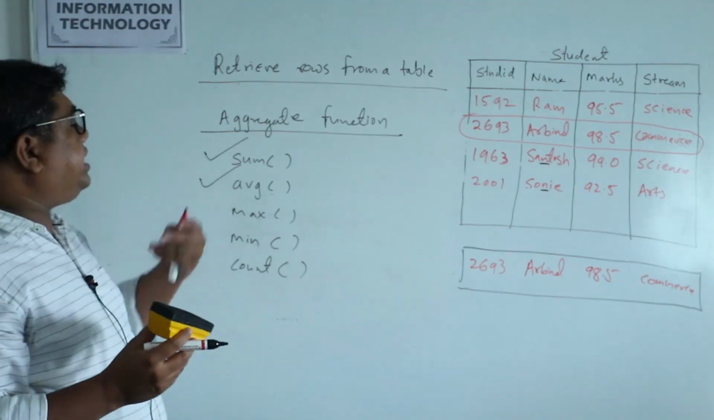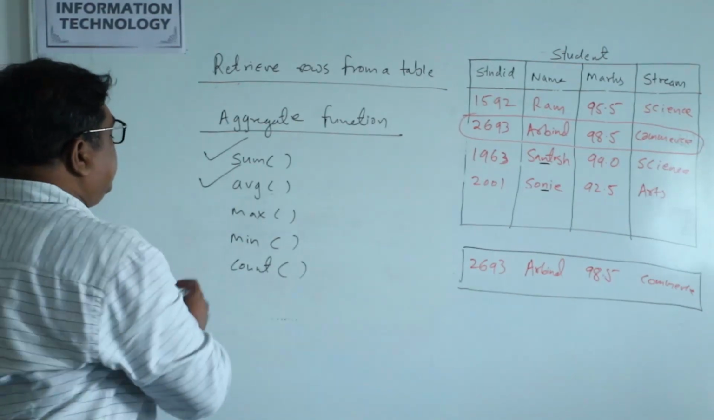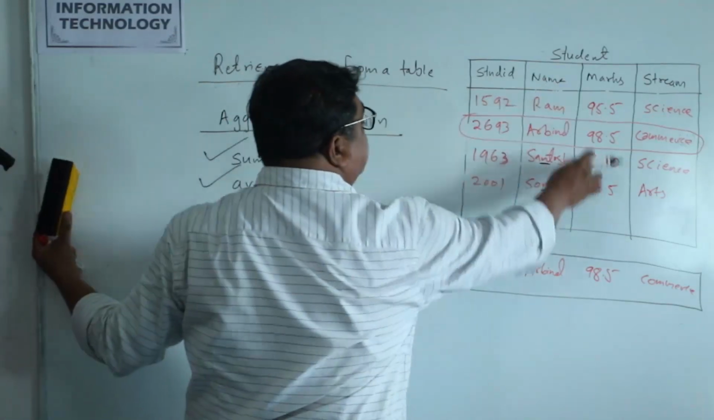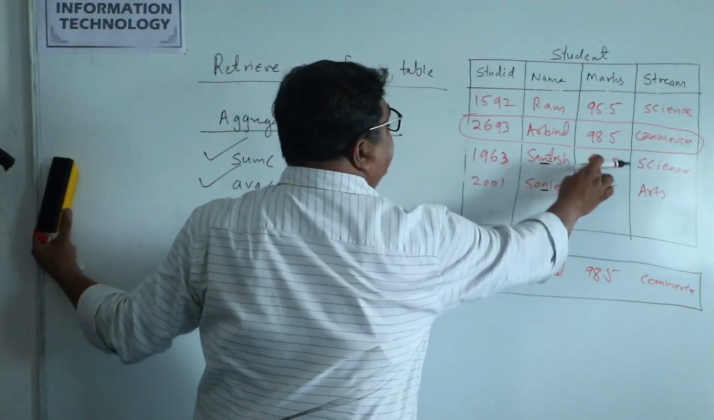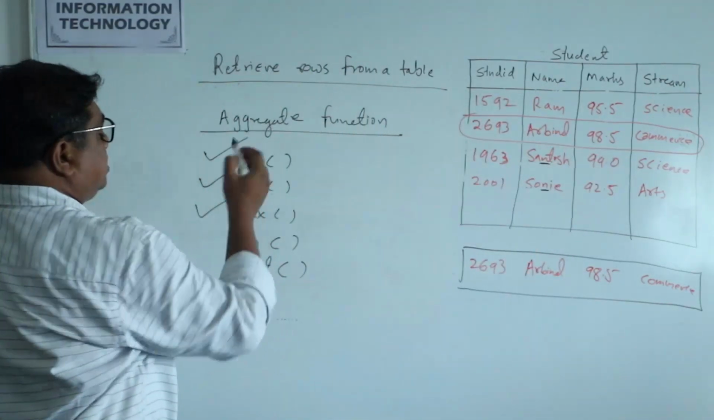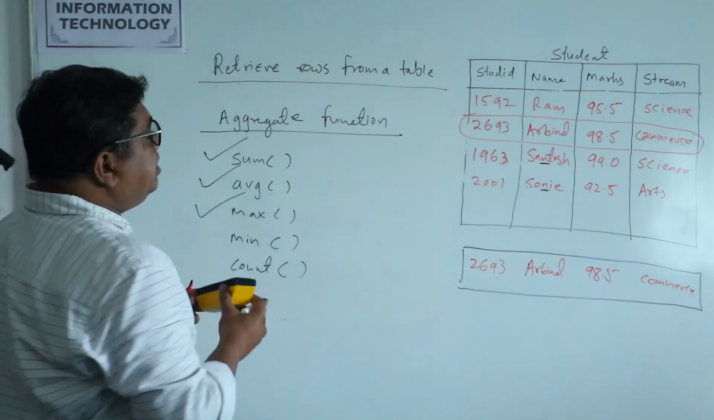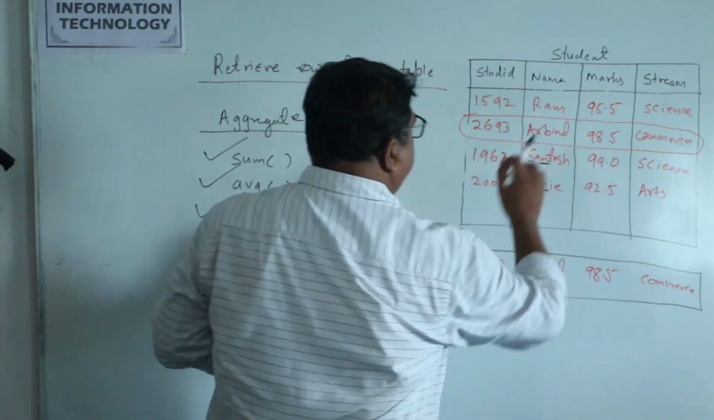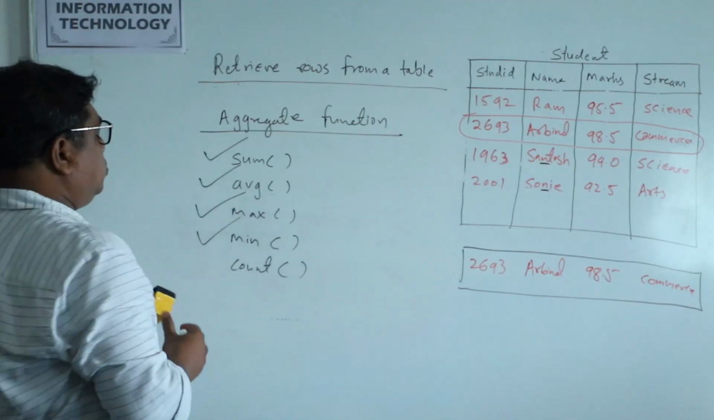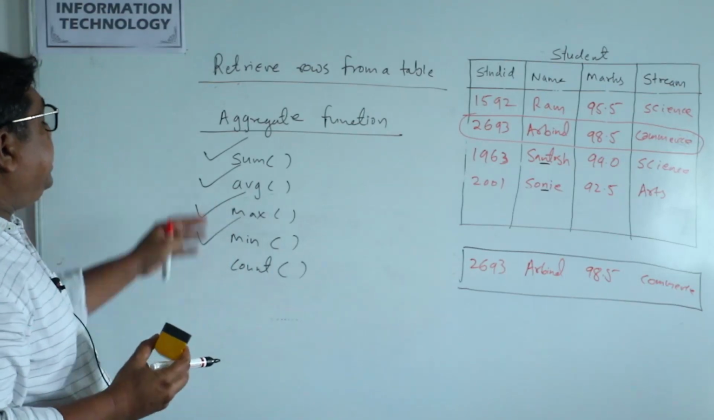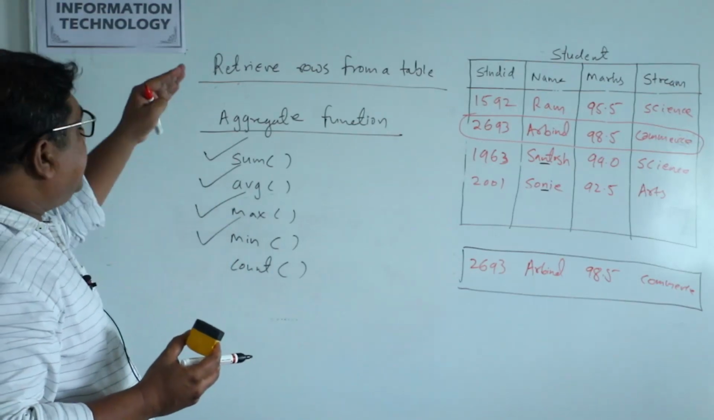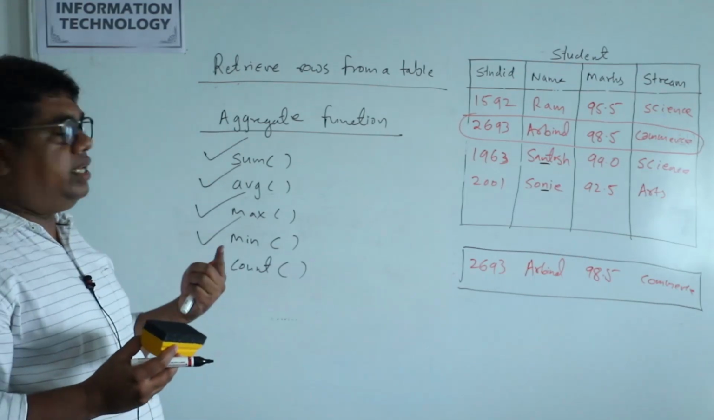It is available in your SQL library. I will find out the maximum mark. See here, the maximum mark is 99.0. I can use this function. And the minimum value, that is 92.5, I can find out through this min function. And these are the functions that are available in the library of SQL.